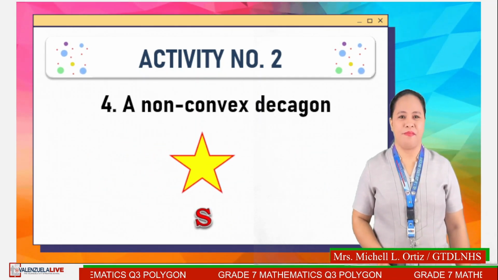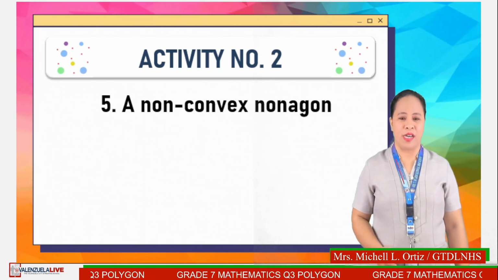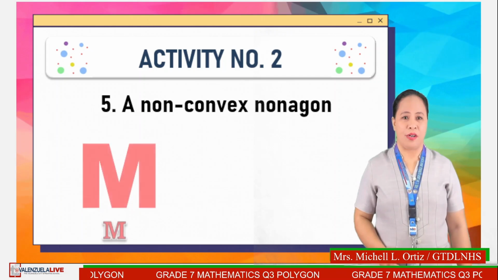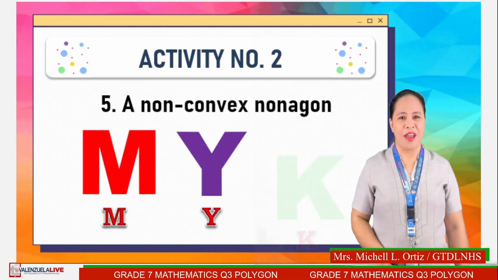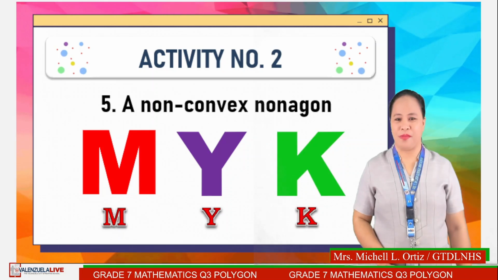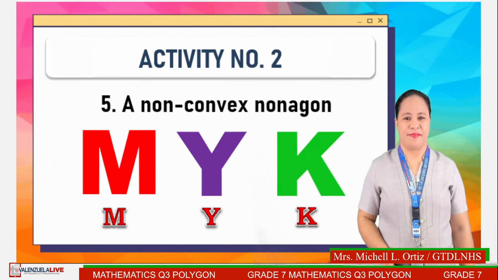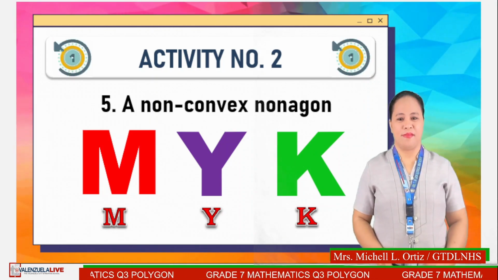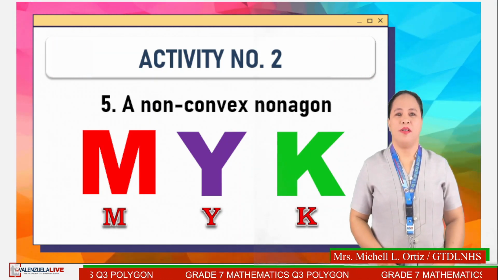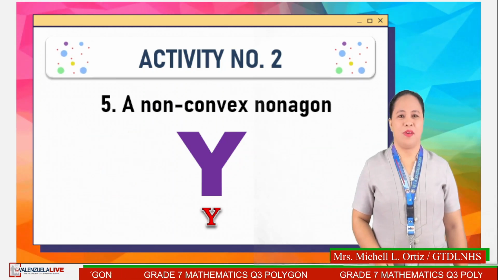Number 5. A non-convex nonagon. Is it letter M, letter Y, or letter K? 5 seconds, go! The correct answer is Y.